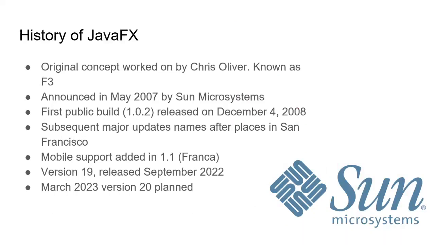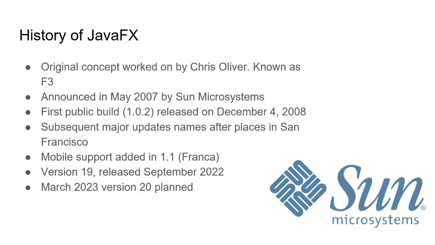The original concept was worked on by a programmer named Chris Oliver, and he called it F3. From what we know of F3 now through his blogs and other things, it had many of the concepts that would later be introduced in JavaFX. However, the syntax and other parts were much different, and it was much more primitive than what would eventually be known as JavaFX. Despite starting work in 2005, it was announced by Sun Microsystems in May of 2007.